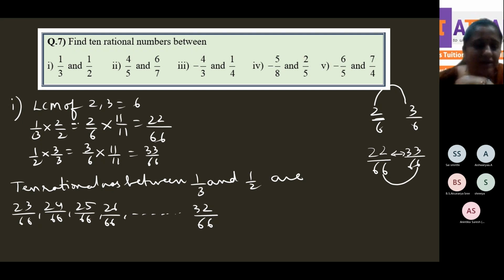You should put an equal to sign everywhere, children. 1 by 3 into 2 by 2 is equal to 2 by 6, into 11 by 11 is equal to 22 by 66. All these are the same. 1 by 3, 2 by 6, 22 by 66, all are the same. Understood, ma'am. Yes, ma'am.